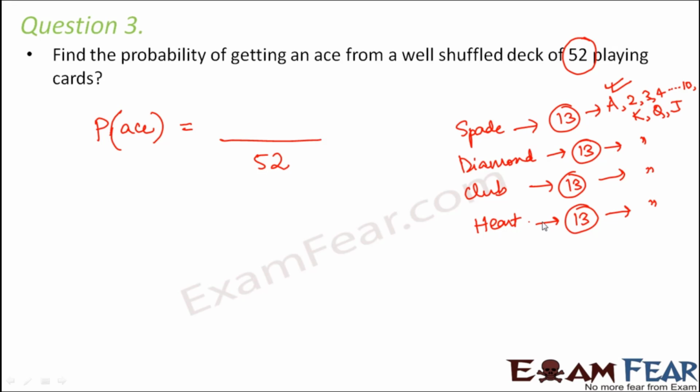You will have one ace for spade, one ace for diamond, one ace for club, and one ace for heart. So in total you have 4 aces. So the favorable outcomes with an ace are 4, and the probability of getting an ace would be 4 by 52, which is equal to 1 by 13.